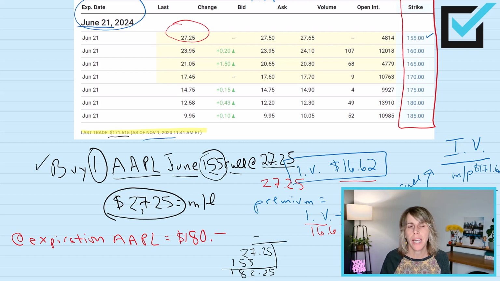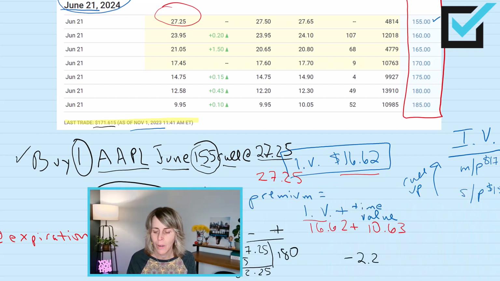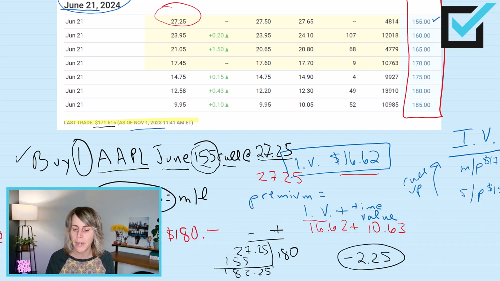So the option gave us the ability to buy the shares at the strike price. We turn around and sell them at the market price. Did we make money or did we lose money? We lost per share $2.25. So the total that we lost, $225. We lost money because what was break even?